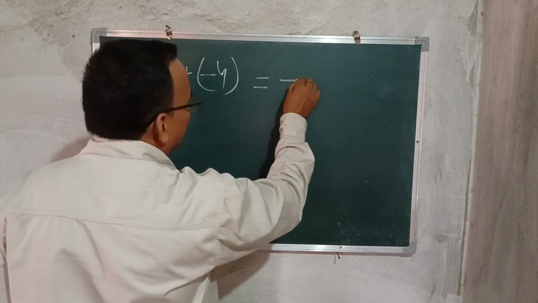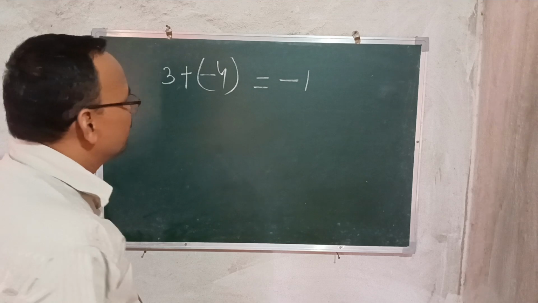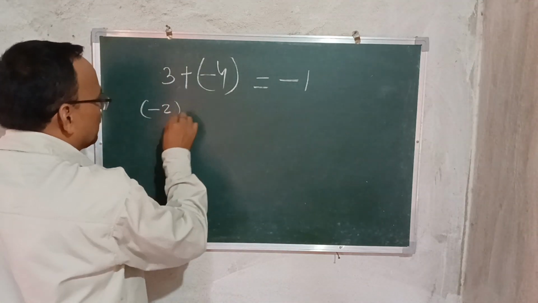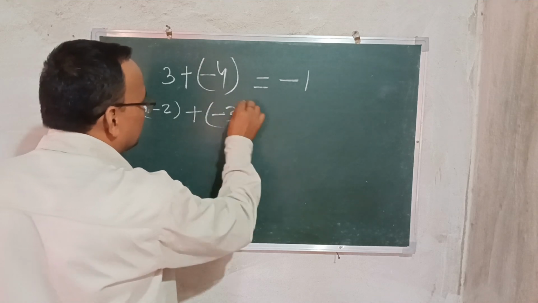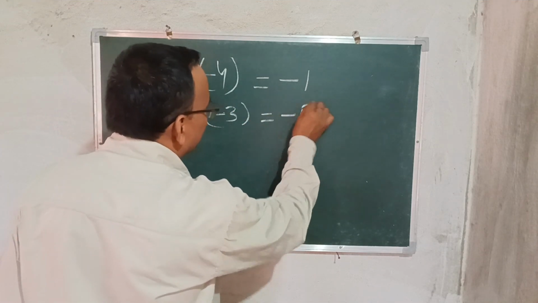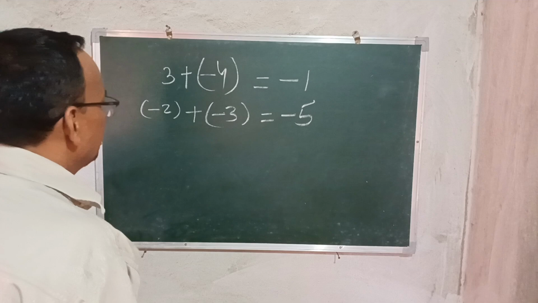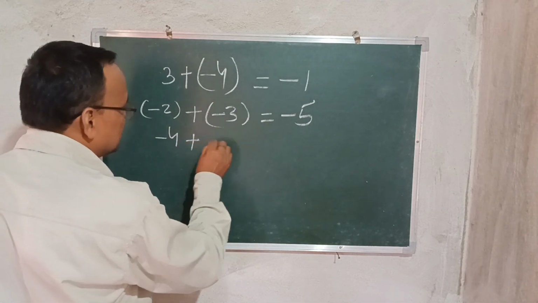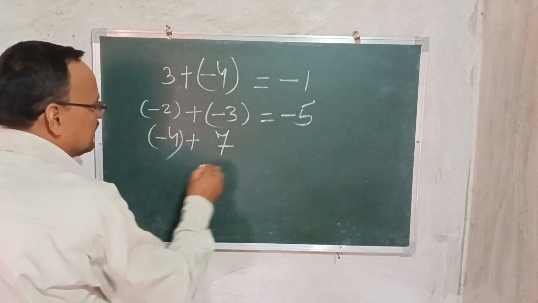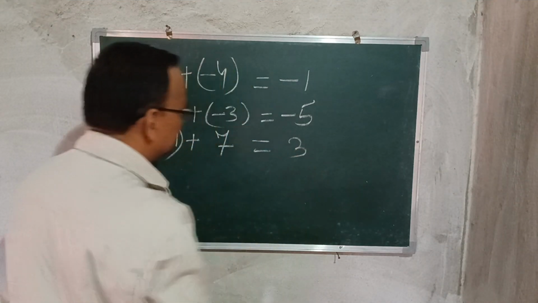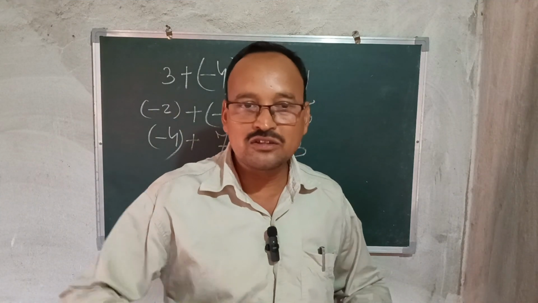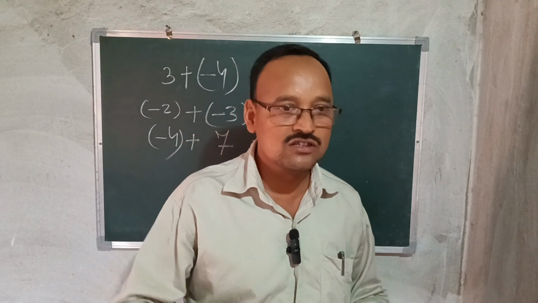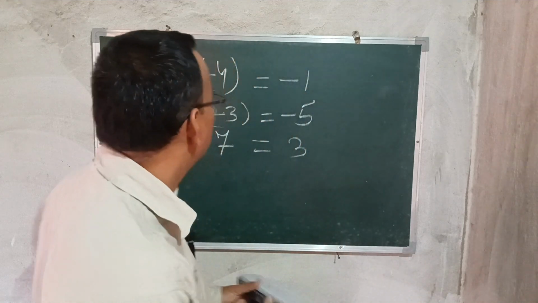That will be minus 1. And another number, I take minus 2 plus minus 3, that is equal to minus 5. If we take another number, minus 4 plus 7, that is equal to 3. So we should know what the rules for the addition of the integers are. Let us discuss that first.